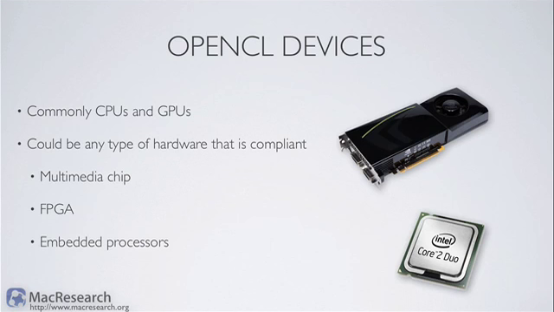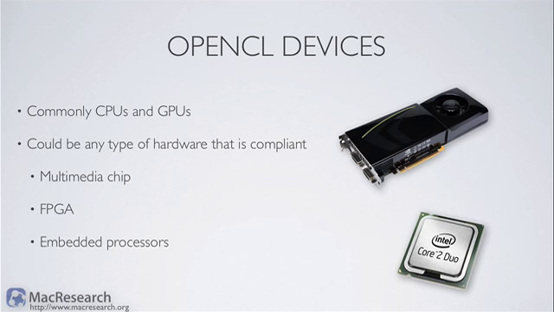When I say devices, what I'm really referring to commonly are CPUs and GPUs. But again, it just has to be any type of hardware that meets the minimum requirements of the specification. So again, it could be a DSP chip, it could be an FPGA, any type of embedded processor, you name it. As long as it can meet the requirements for the specification, it can be an OpenCL device.